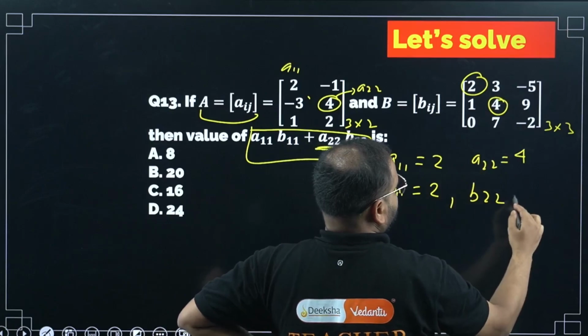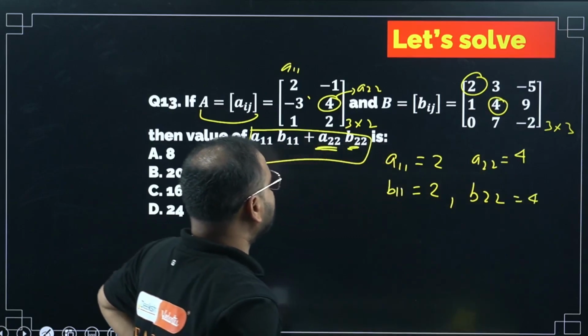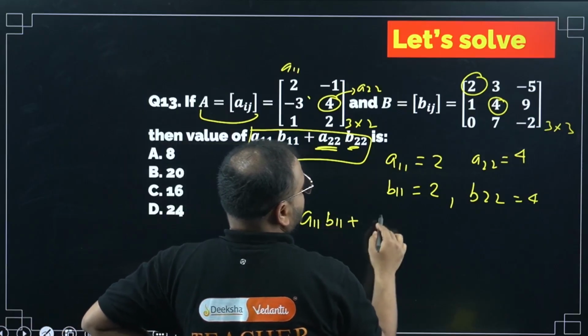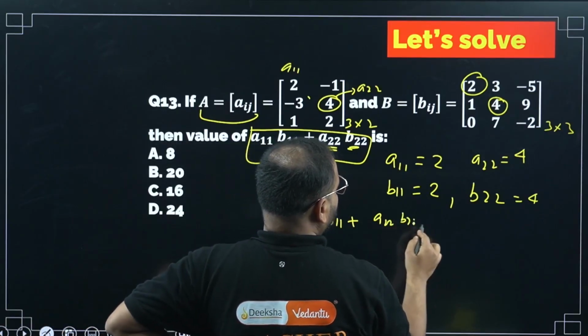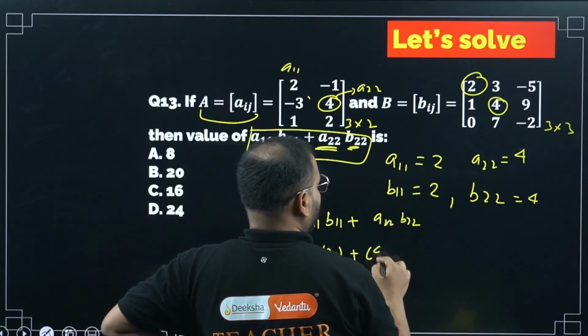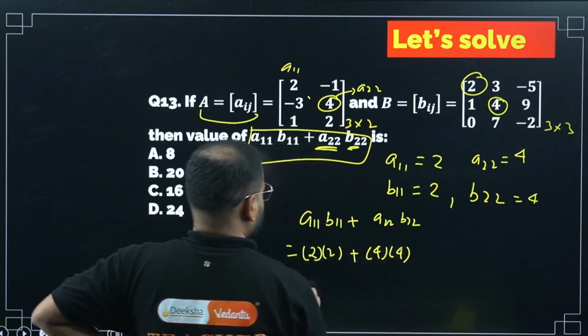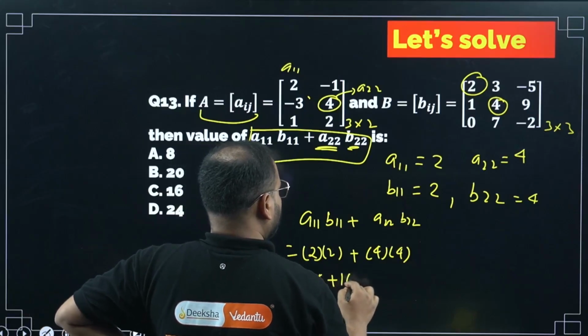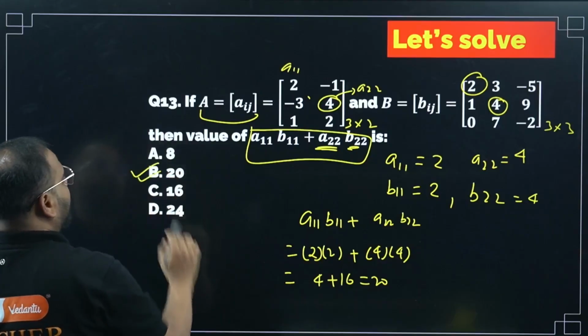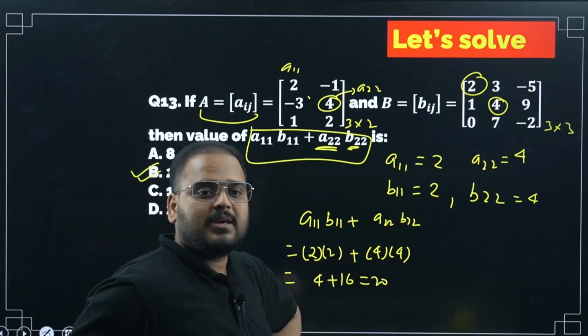So 4. Take the multiplication they have given: A11 B11 plus A22 B22, plus 2 into 2 plus 4 into 4. 4 plus 16. Answer is 20. Option B.